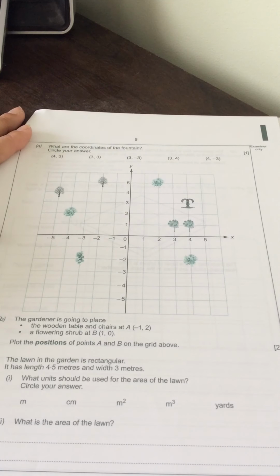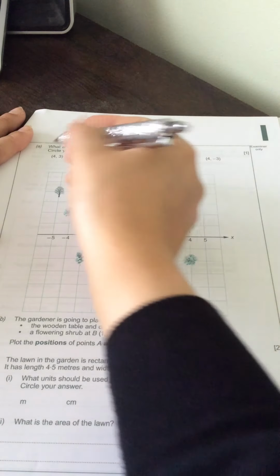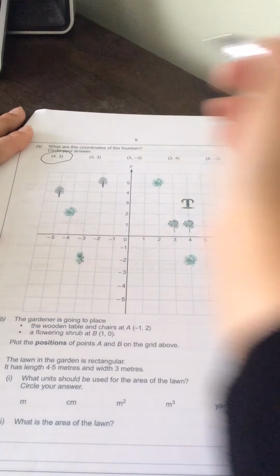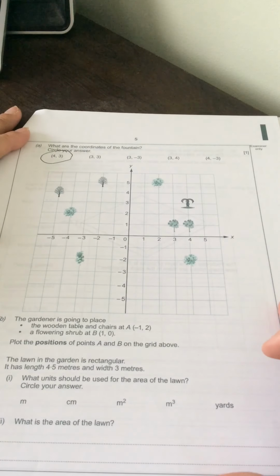A says, what are the coordinates of the fountain? Now from the key over, we could see that the fountain looks like this. So this is the fountain and its coordinate is 4, 3. So here we need to find 4, 3, which is that one there, and circle it.